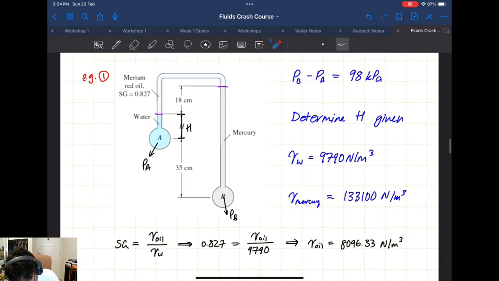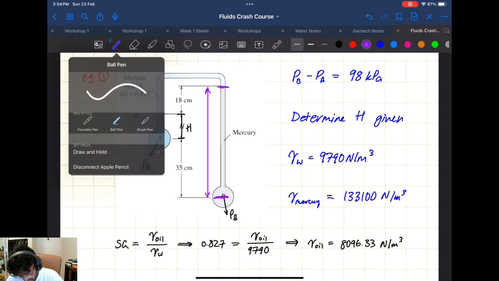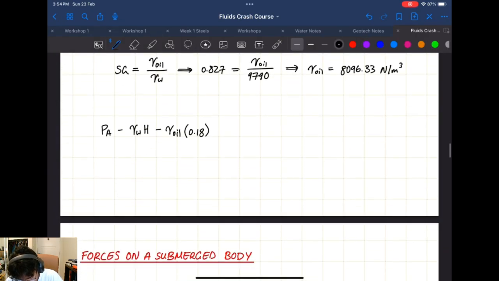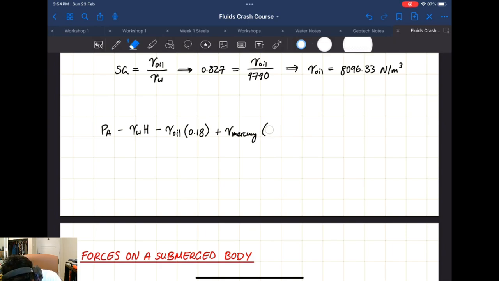Okay, next we're going to take a look at the mercury, our final fluid. Mercury starts off at our purple point here, and it ends at the point B here. So the height difference is going to be negative, so it's going to be a positive pressure change. And it's going to be 18 plus H plus 35. So 0.18, sorry.